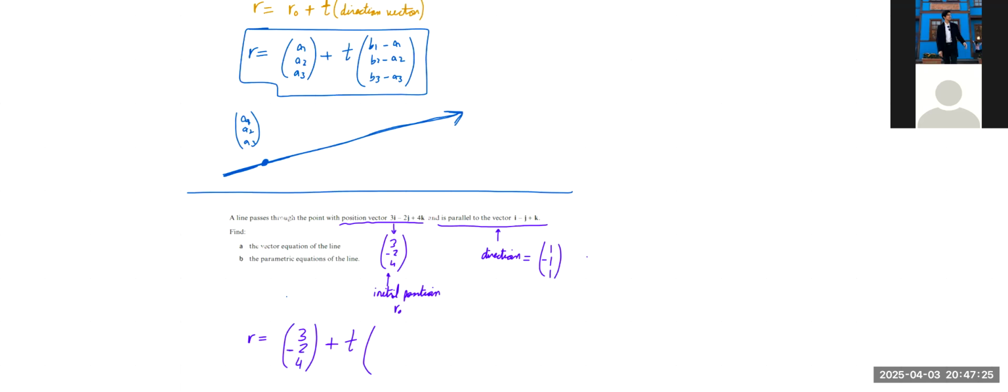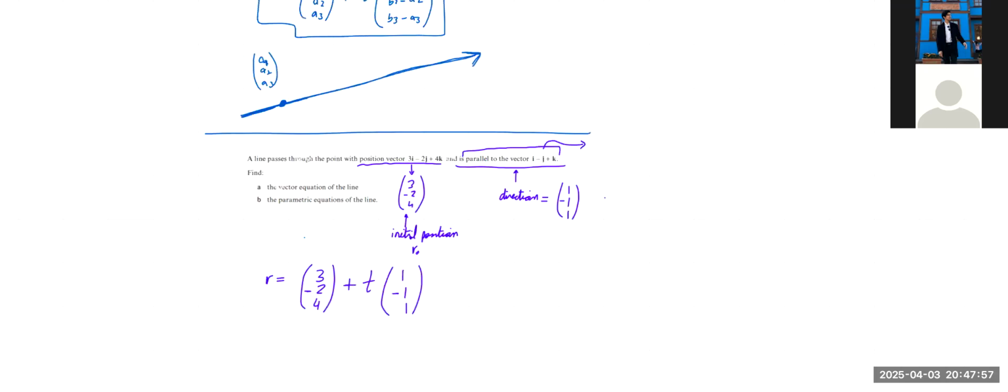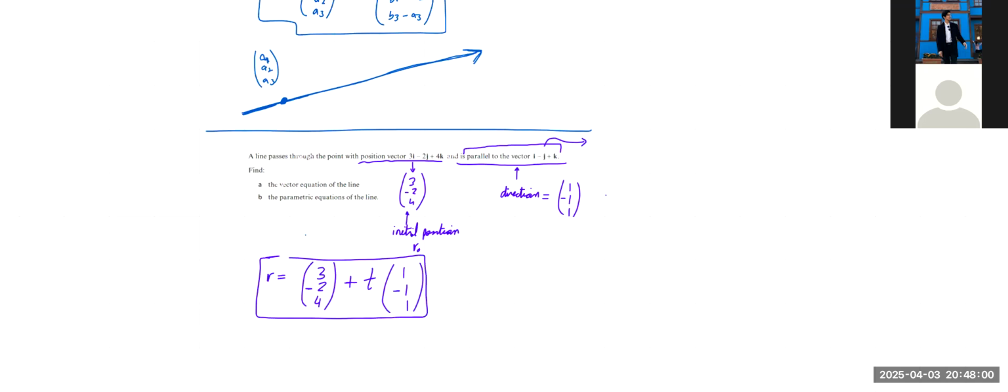You know the direction from this directly. You don't need to find a direction manually, because when they say parallel to a vector, they've given you the direction automatically. If you're parallel to this vector, that's the direction you're pointing in. Being parallel to a vector means you are pointing in the same direction as this vector, and so you can just directly use this vector itself as the direction. You see? So that is basically the vector equation.